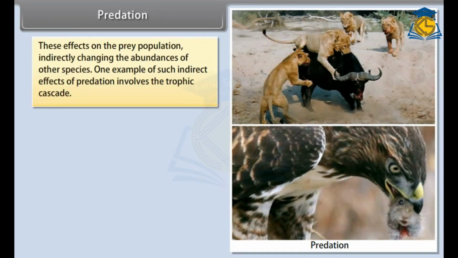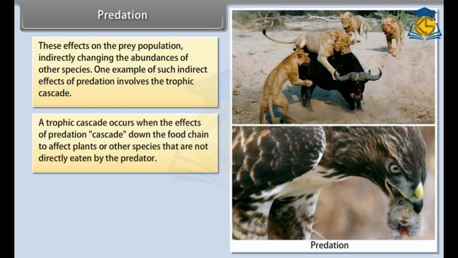These effects on the prey population indirectly change the abundances of other species. One example of such indirect effects of predation involves the trophic cascade. A trophic cascade occurs when the effects of predation cascade down the food chain to affect plants or other species that are not directly eaten by the predator.